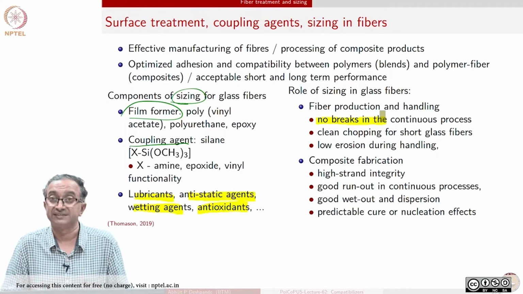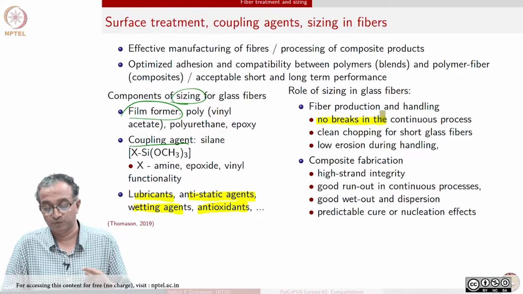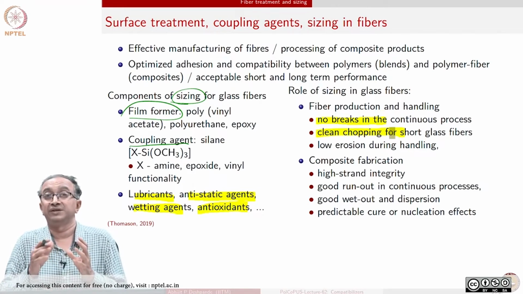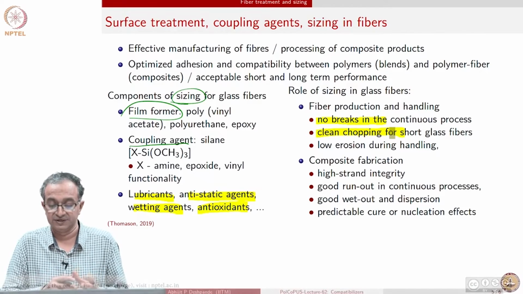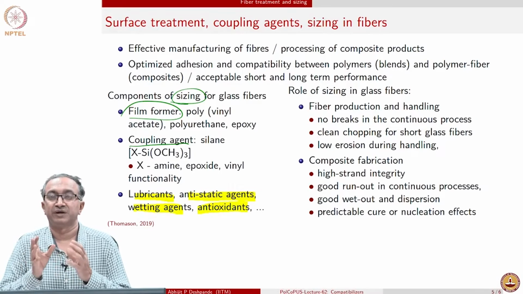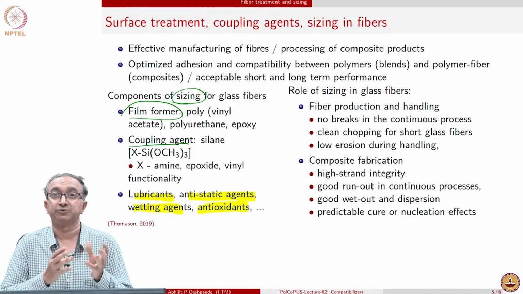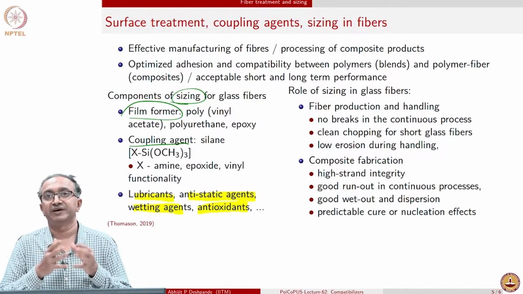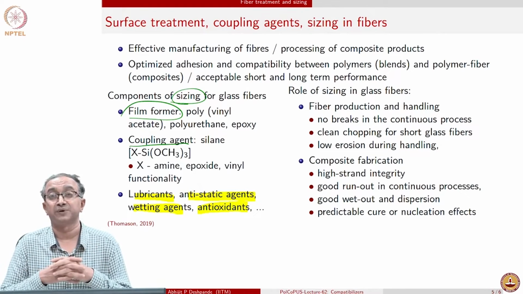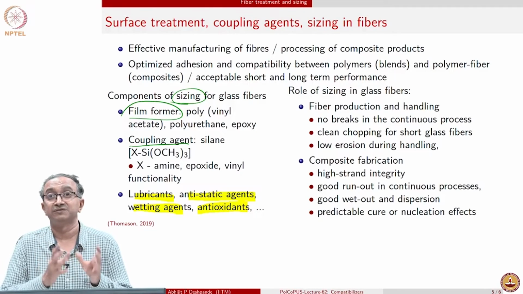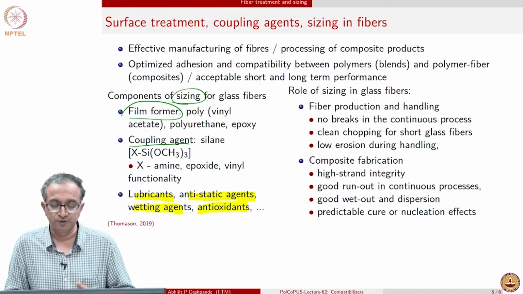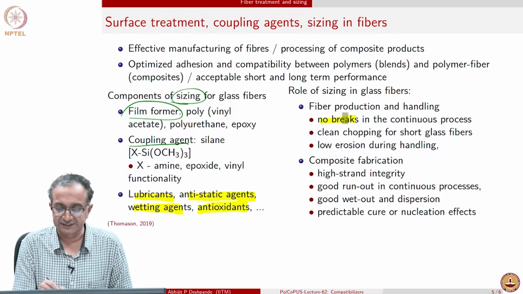So, there are no breakages when we use a continuous process to wind these fibers. And also when we do chopping and cutting for various different applications, the sizing has a very important role, not just during composite manufacturing, but also during fiber production itself, because in the end these fibers perform a very important role of reinforcing the overall polymeric composite, and their performance is very crucial to the performance of the composite.